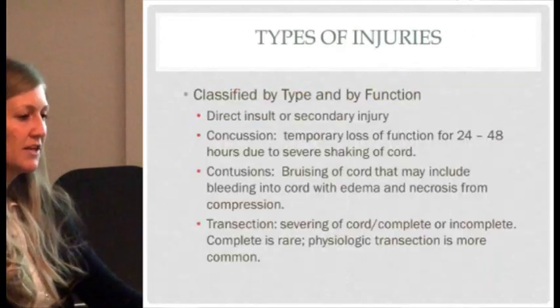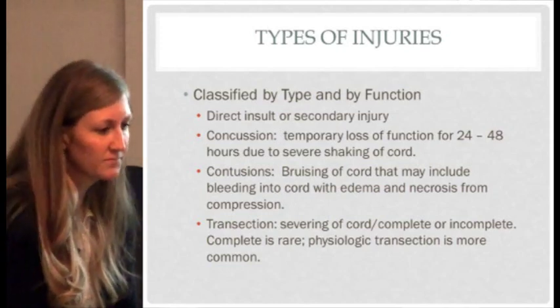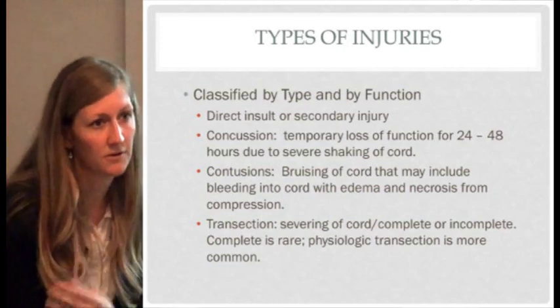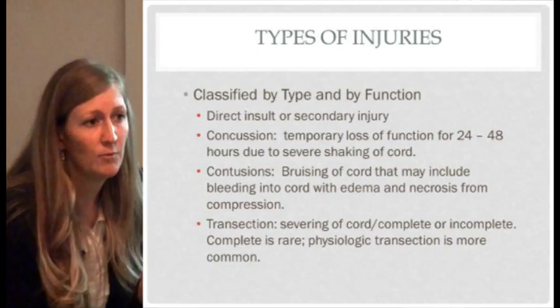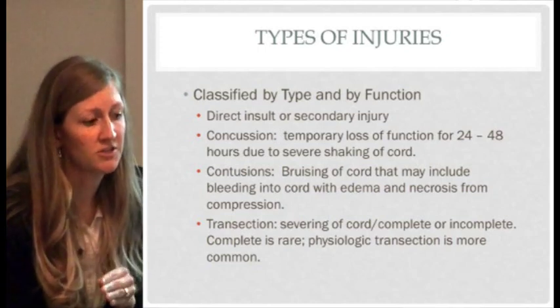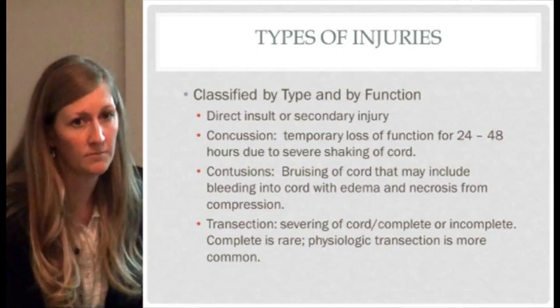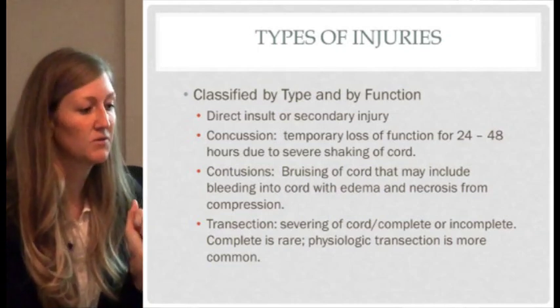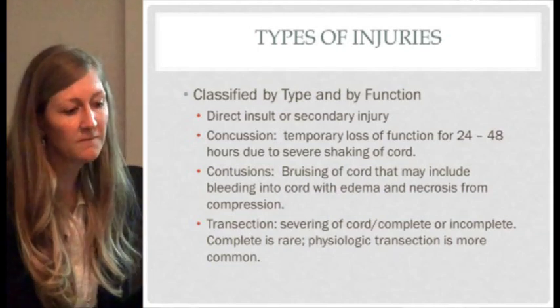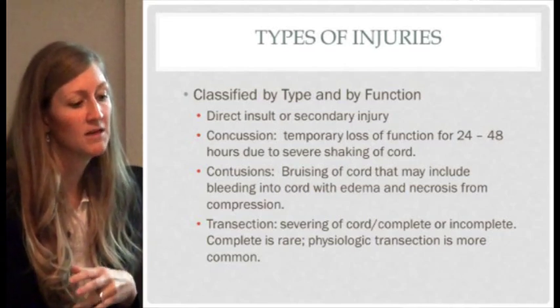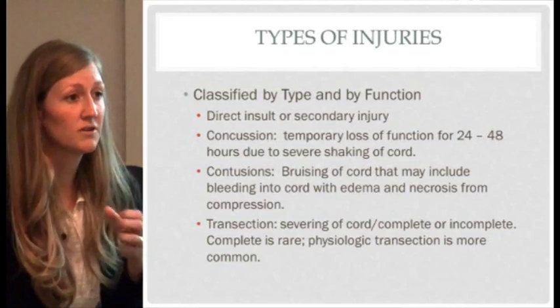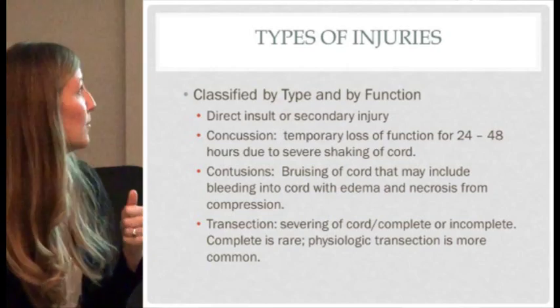So the injuries are classified by the type and function, usually a direct insult or a result from a secondary injury. And just like in the brain, the spinal cord can have a concussion and contusions and transections, which we'll talk about. So concussion, same type of thing. It's just a temporary loss of function for 24 to 48 hours. And that's usually because the cord gets shaken pretty severely.